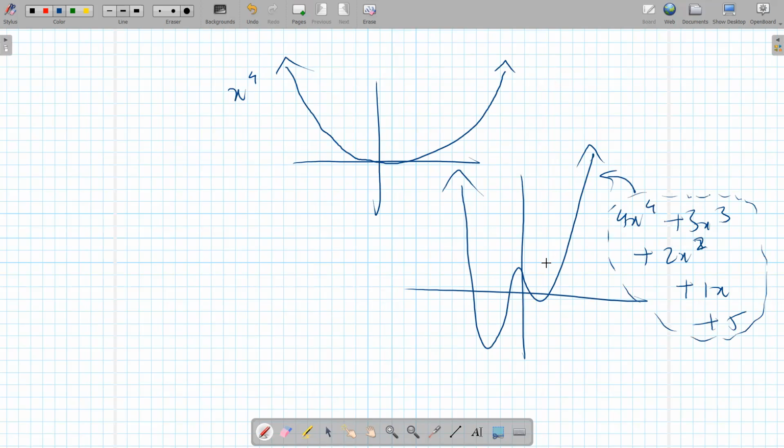The domain for any polynomial is negative infinity to positive infinity, but the range is going to be different, because this is an even degree polynomial. For the range, you're going to need the minimum or the maximum value. Does this function have a minimum or a maximum?